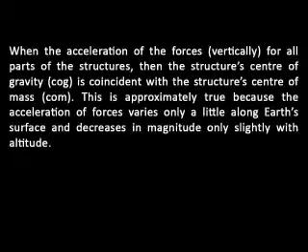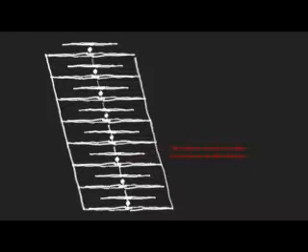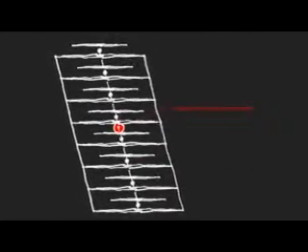This is ultimately true because the acceleration of forces varies only little along Earth's surface and decreases in magnitude only slightly with altitude. When the levels are stacked vertically and tilted, the center of gravity of the whole current form lies at the axis created by the linear center of masses of each level.